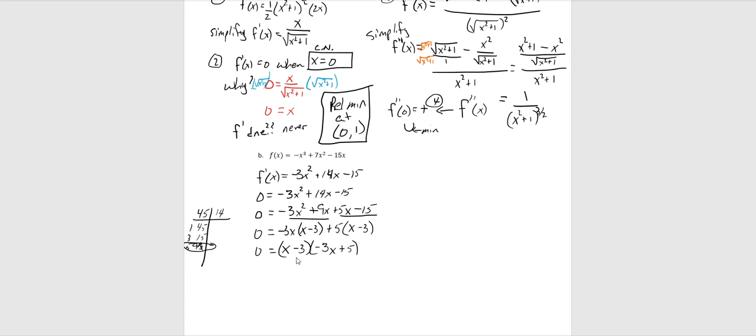Remember the zero factor property? Any two things that are multiplied together to give you 0, one of them has to have been 0. So if x minus 3 is 0, x equals 3. And if minus 3x plus 5 is 0, x equals 5/3. Take 3x to the other side, divide by 3.